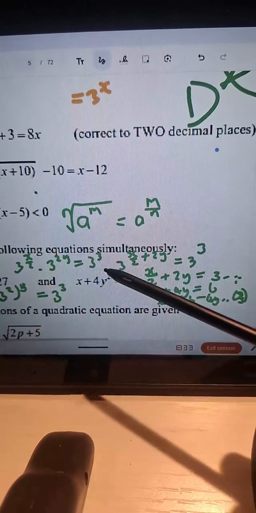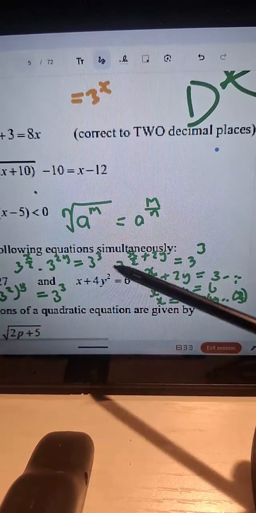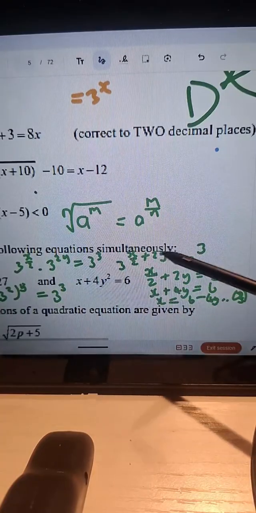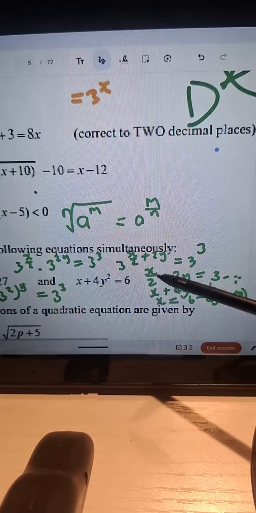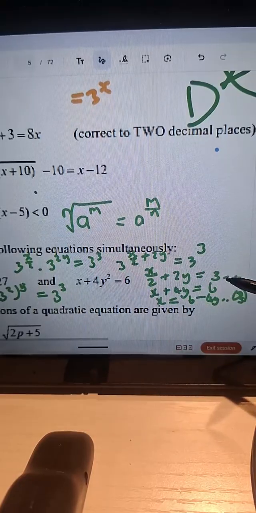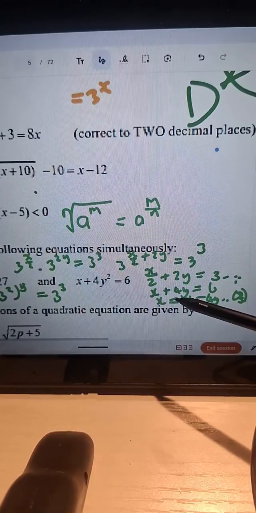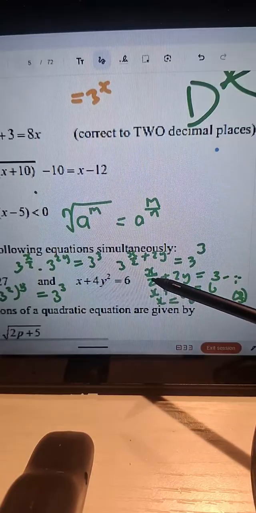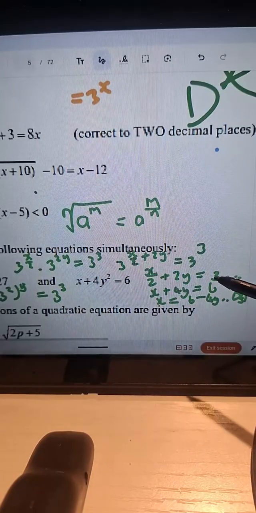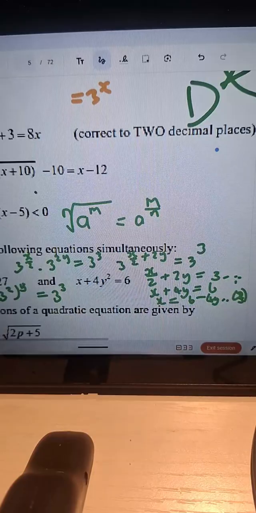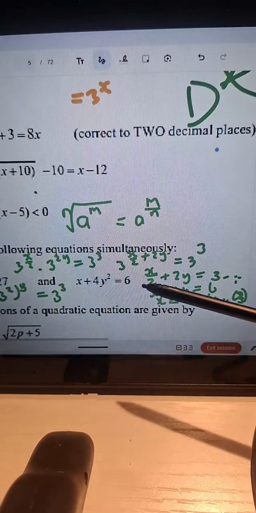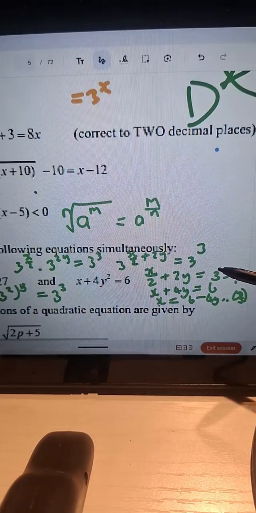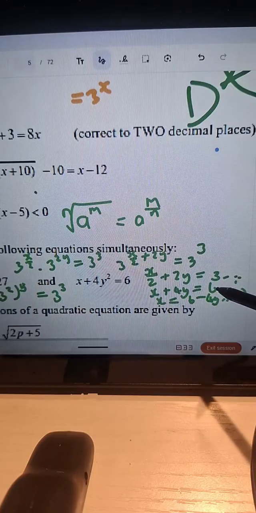Then the bases are the same on either side of the equal sign, so we can drop the base and equate the exponents. x over 2 plus 2y is equal to 3. Then from there, our LCD is 2. So we multiply each term in the equation by 2 so that we have an equation with no fraction. Multiply by 2 here, we get x. Multiply by 2 here, we get 4y. Multiply by 2 here, we get 6.